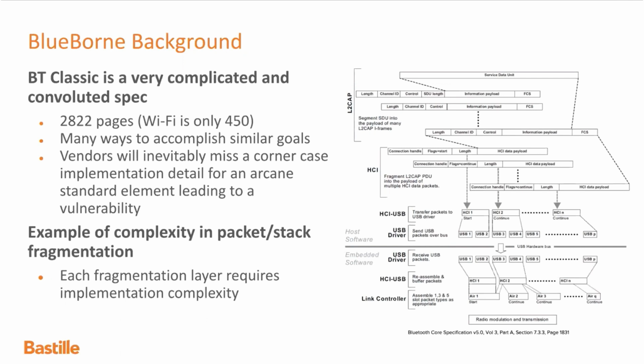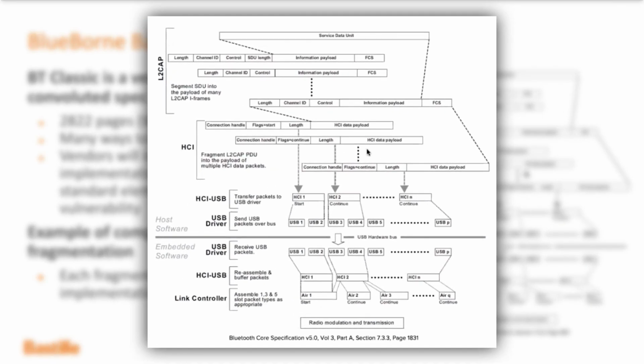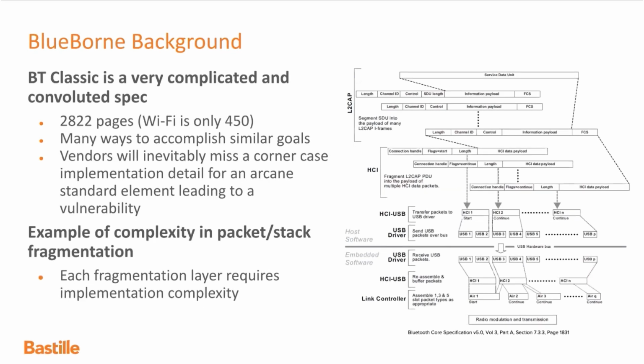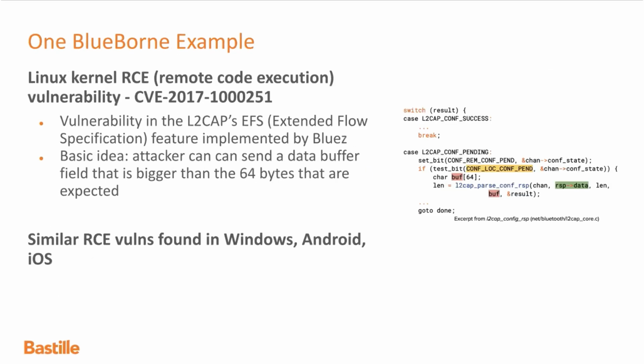So all this complexity and packet/stack fragmentation makes it hard for vendors to properly implement the Bluetooth stack, just like we saw with SweynTooth. The plot on the right shows a plot from the Bluetooth spec, and you can see each time you get a new layer or a new fragmentation here, there's C code that somebody's got to write to handle these fragmentations and all the options, basically. So it's easy to miss corner cases.